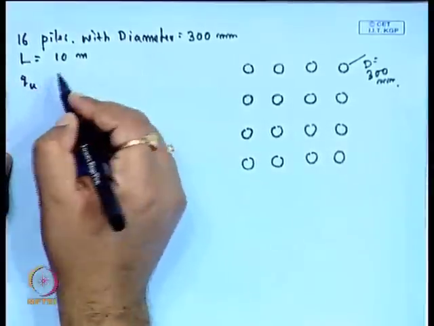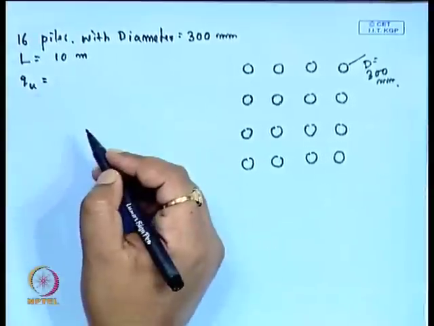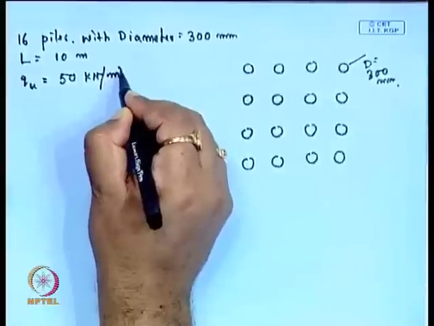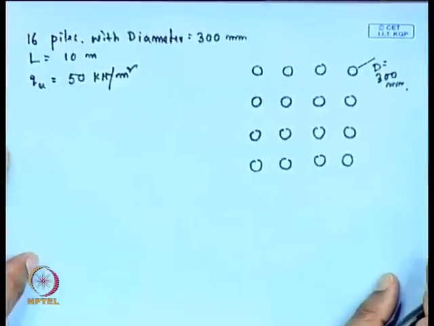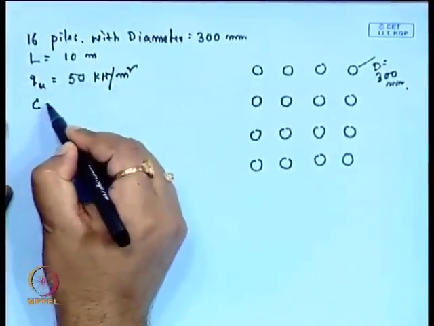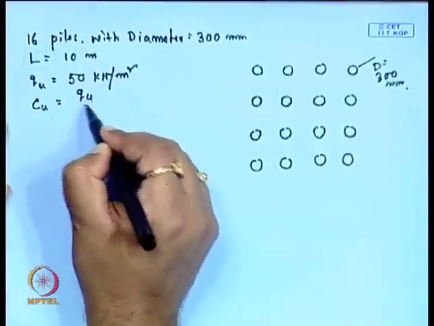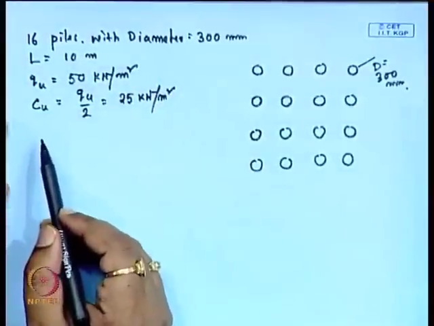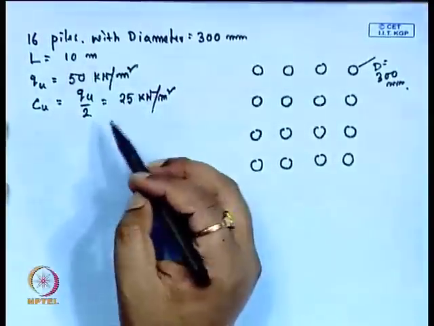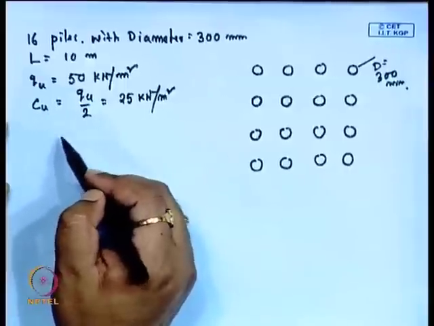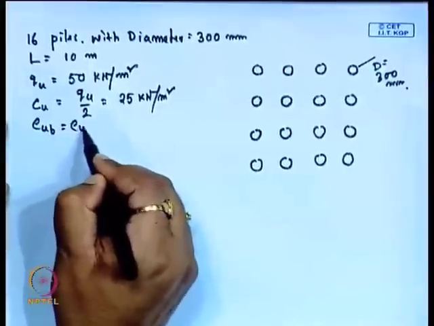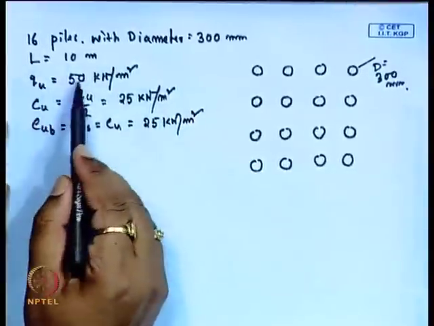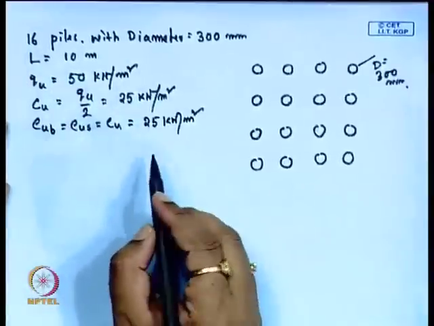Now, the undrained Q u, the unconfined compressive strength of the soil, is 50 kilo Newton per meter square. So we can calculate C u, the undrained shear strength of the soil, which will be Q u divided by 2, that is 25 kilo Newton per meter square. We are considering the same C u for the surface as well as at the base, so C u b is equal to C u s is equal to C u, equal to 25 kilo Newton per meter square.